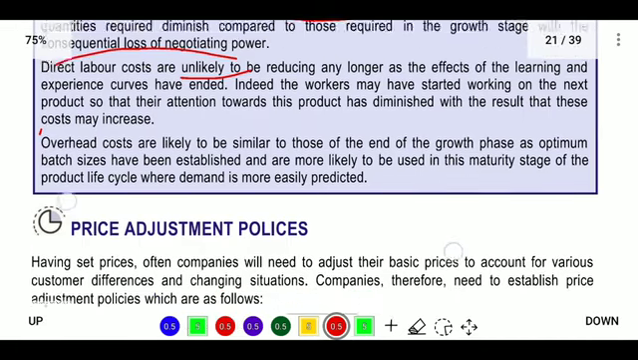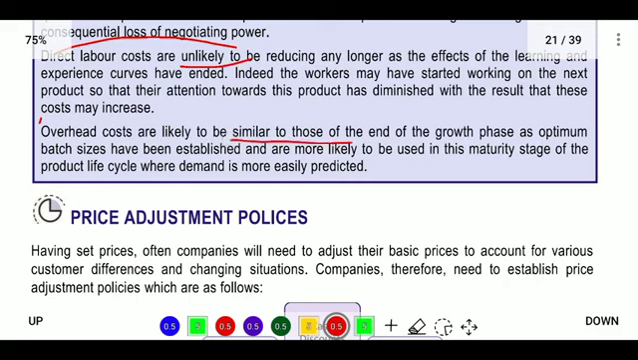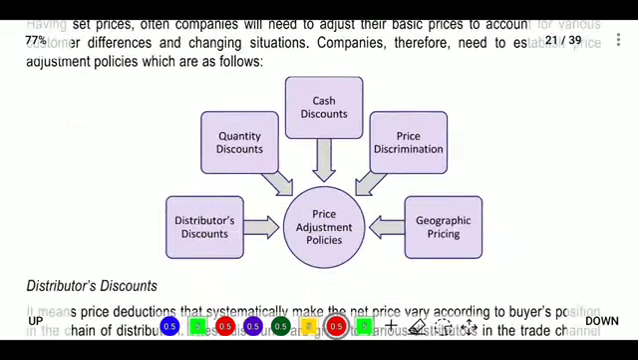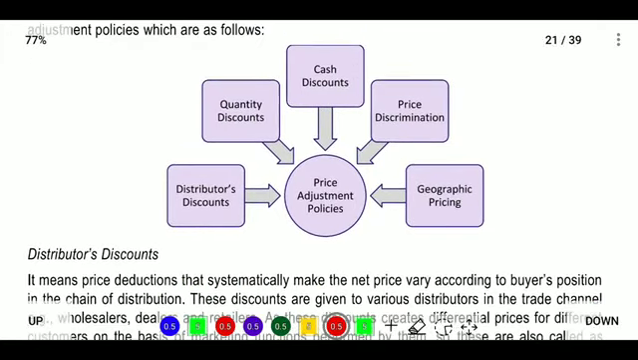Next, overhead costs. Similar to the end of the product phase, optimum batch sizes have been established and are more likely to be produced at the maturity stage. Next, price adjustment policies. What are price adjustment policies? For the purpose of having a set price, we will adjust and provide discounts. We will provide different types of discounts for our customers and suppliers.